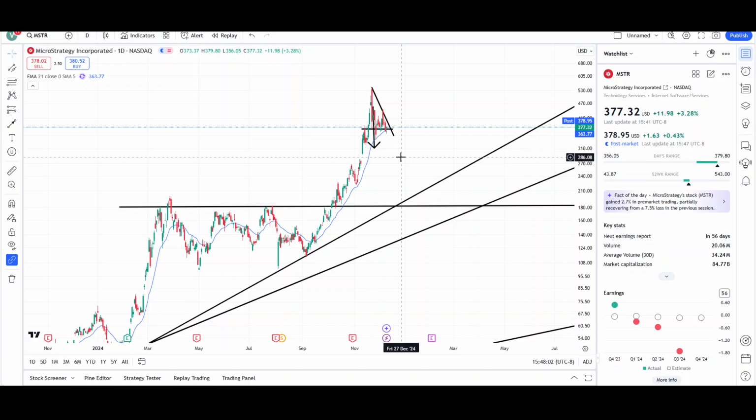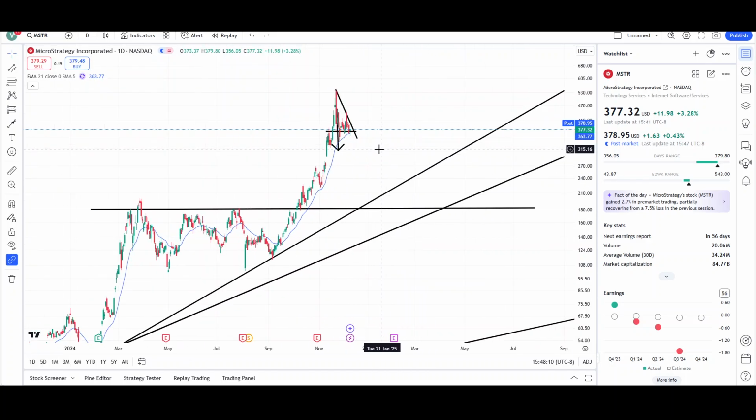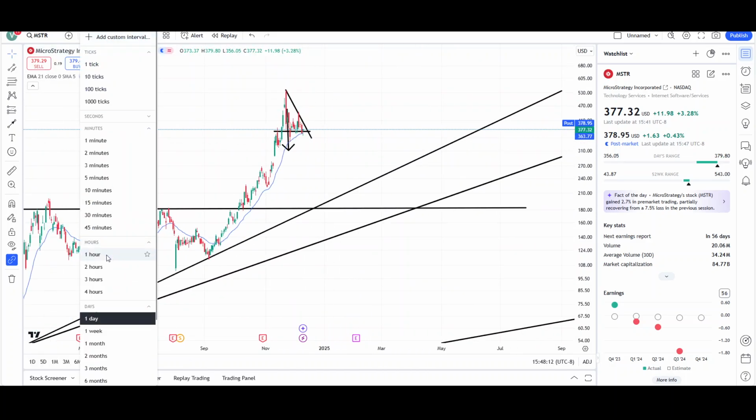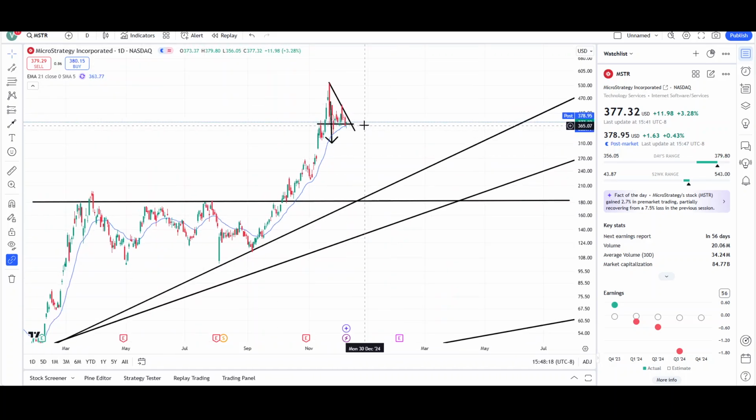I want MicroStrategy to drop hard so I could buy more, but this might be the best you get, somewhere between the mid 350s. I don't think it's still possible to drop lower. I'm not saying that's off the table. It's not off the table at all. It's still in a pullback phase, but the pullback is very weak. It's not dropping at all, right? This is the best the bears can do.